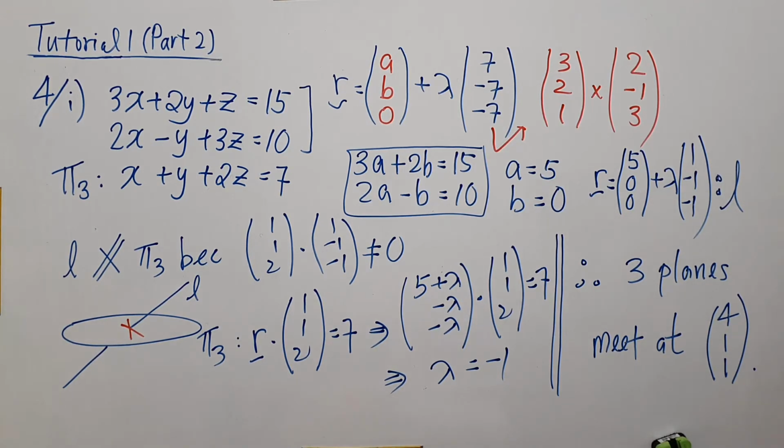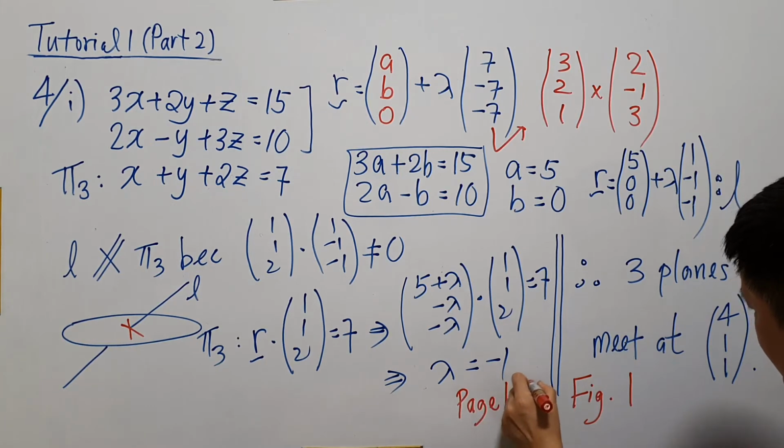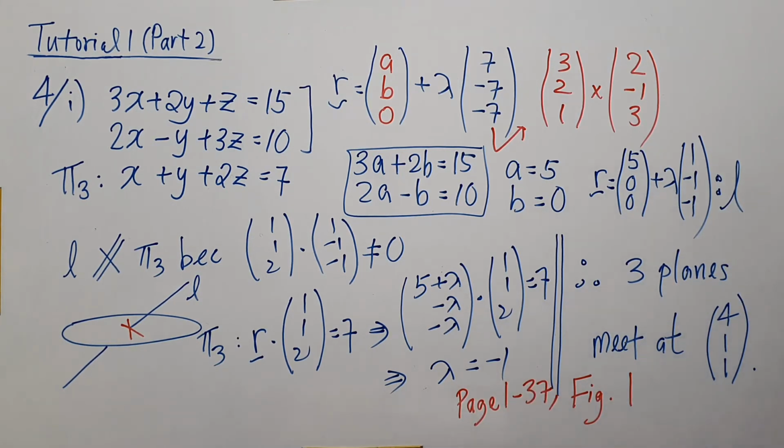So in this case, for part 1, you have the case where the three planes meet at a point. Correspondingly, based on the diagram in your notes, this corresponds to the case of figure 1 in your notes. In your notes, you refer to page 137, right? There's a figure there. There are 5 figures. Figure 1 is the case where the three planes actually meet at a point.